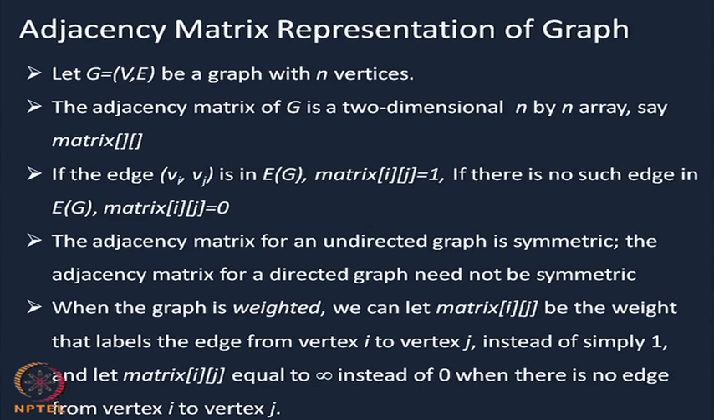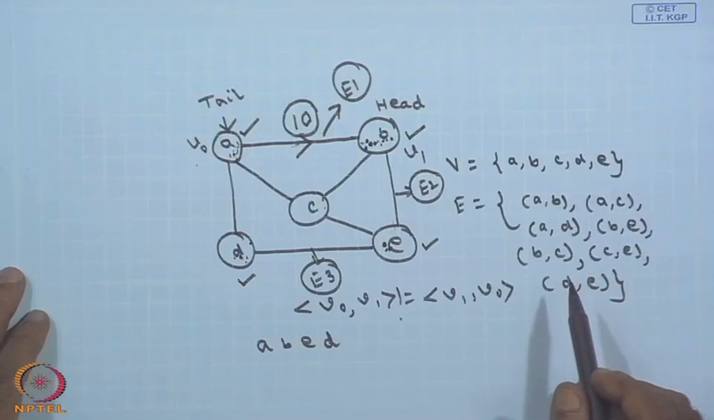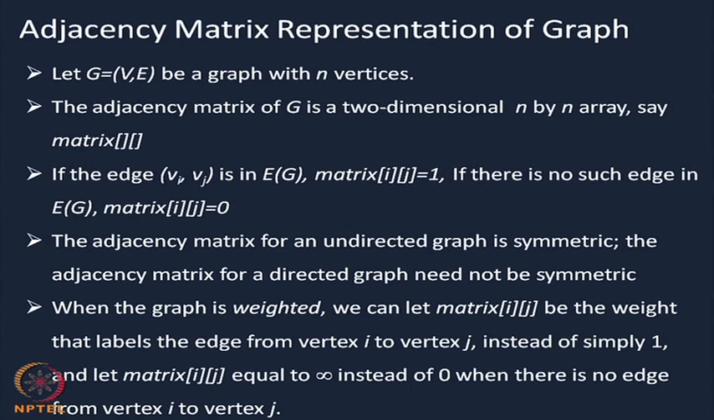Then the adjacency matrix representation, that is, this graph can be represented in terms of some matrices. So, let G equals (V, E) be a graph with vertices. Usually the adjacency matrix we are denoting, if you see here, we have given it the notation matrix, which is a 2-dimensional array. So, if the edge (v_i, v_j) is in E, then matrix[i][j] equals 1. If there is no such edge, then matrix[i][j] equals 0.